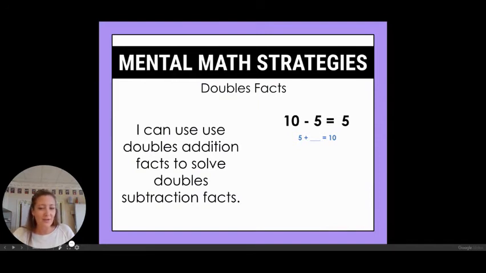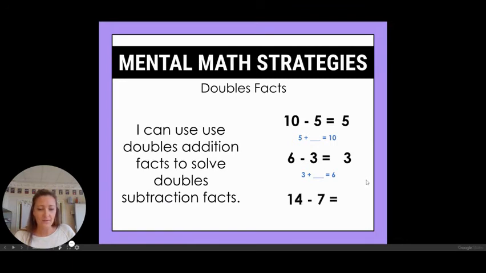Are these reminding you of our fact families? Hopefully they are. Next, we have 6 minus 3. So thinking about 3 plus what equals 6? There's another one of our doubles facts. So we know that our answer is 3.